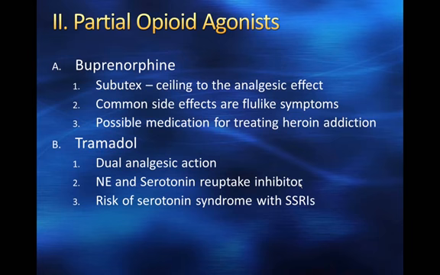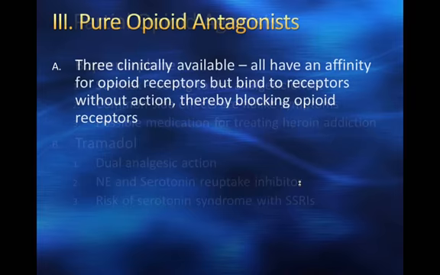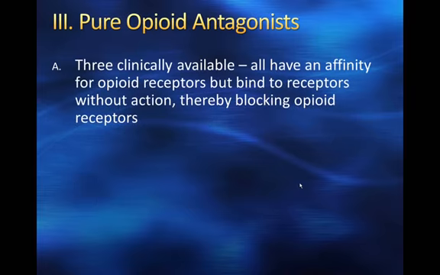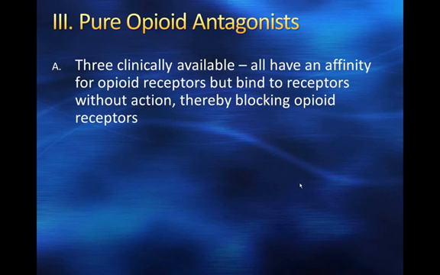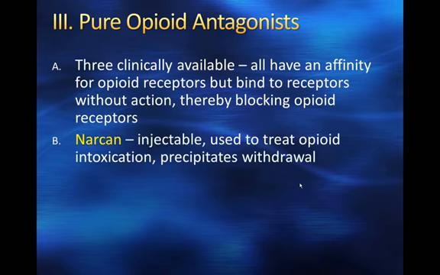There is only one mixed agonist-antagonist we're going to talk about, which is Suboxone. I'm not going to talk any further about it. We'll talk about it in a moment when we talk about the pharmacotherapy of opioid dependence. But let's talk quickly about the antagonists. There are 3 of these that are clinically available. All have an affinity for the opioid receptors, but they bind to the receptors without action, so they block opioid receptors. Previously, we talked about flumazenil and its ability to block benzodiazepines. This is the same thing with these drugs.